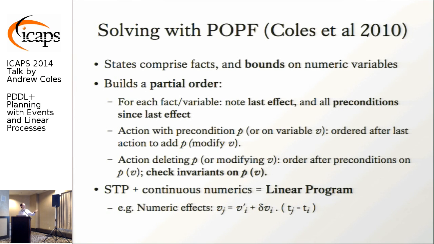Now we get temporal constraints, these sequence constraints, but also because of the continuous numerics, we add those to the STP and we get a linear program. Where do they come from? Well, here's an example. The value of variable v at step j is equal to what it was after step i, plus the product of the gradient that's acting on the variable v times the distance in time between those 2 points. And this is why we are doing linear processes, because we have that delta v there and we're using a linear program. So that has to be a constant which we know at the time we're constructing the linear program. We can plug that in and solve it.